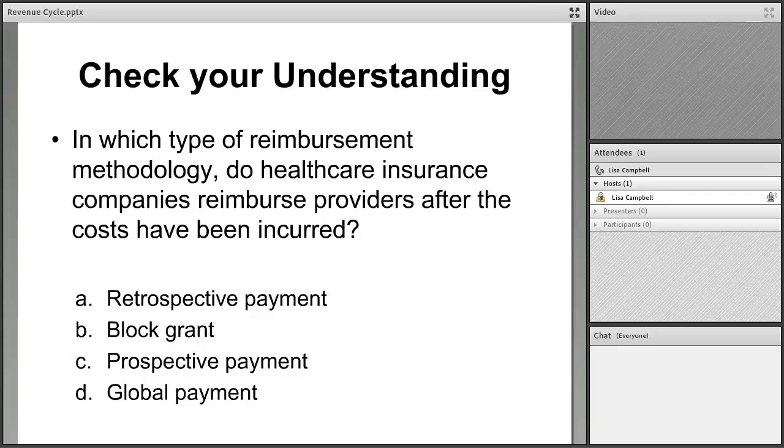Next question. In which type of reimbursement methodology do health insurance companies reimburse providers after the costs have been incurred? Is it A, retrospective payment, B, block grant, C, prospective payment, or D, global payment? And the correct answer is A for retrospective payment.